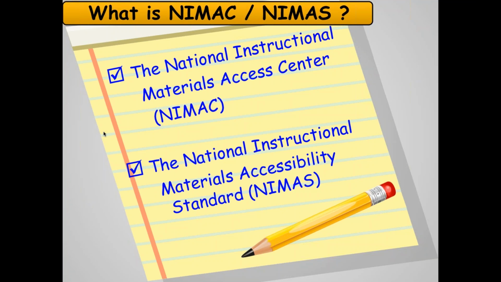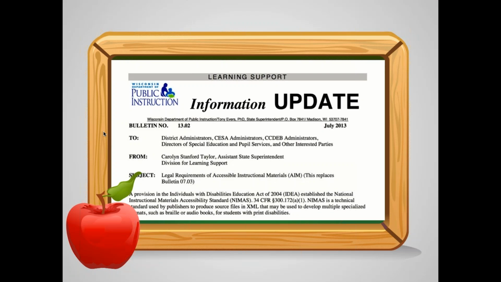So what happens in Wisconsin? DPI Bulletin 13.02 on legal requirement of AIM in Wisconsin. It basically says that all school districts must send to DPI an assurance form stating that their students who are blind or visually impaired, including those with other print disabilities, will receive the material in an appropriate format, that is the one that best matches the student's needs, and in a timely manner, meaning the same time as their peers will receive it in the regular classroom.